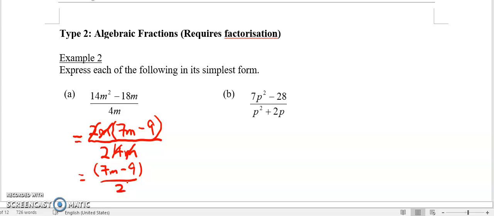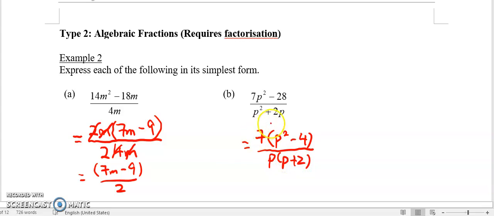Now for the next example B, how can we simplify this using factorization? On top, between 7p squared and 28, we know that 28 is 7 times 4. So we can factorize out 7. You're left with p squared minus 4. And in the denominator, between p squared and plus 2p, p is the common factor. It will be left with p plus 2.